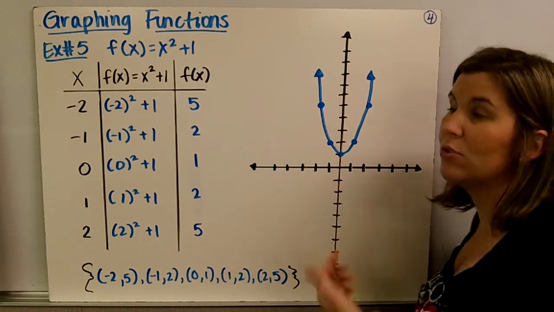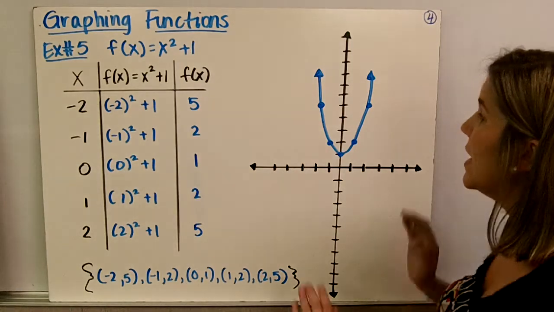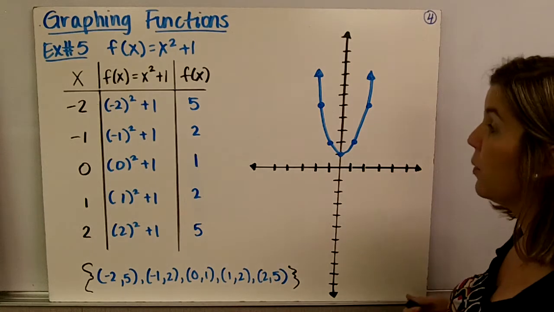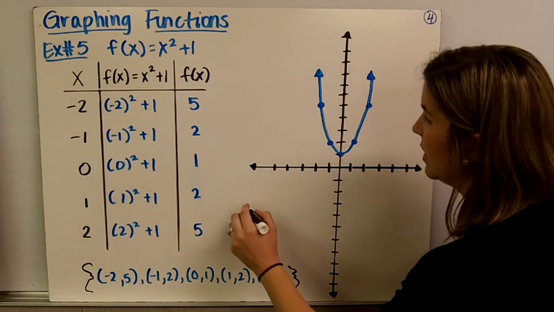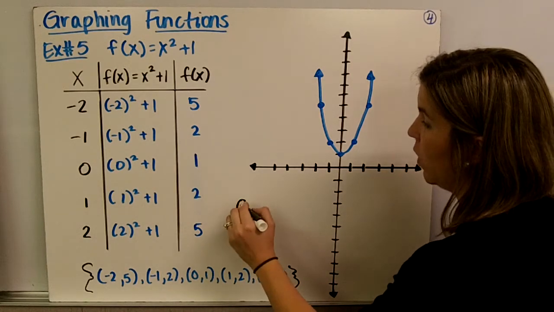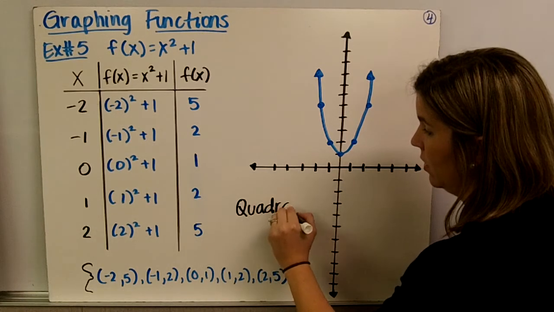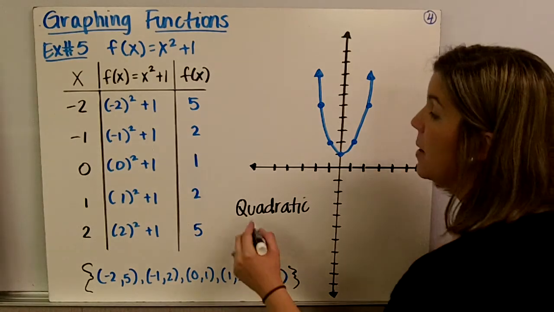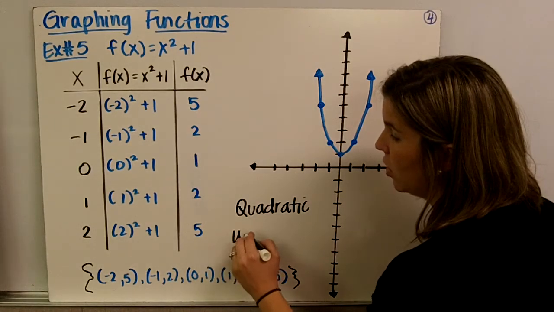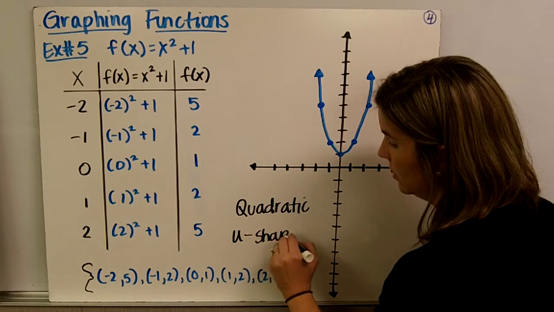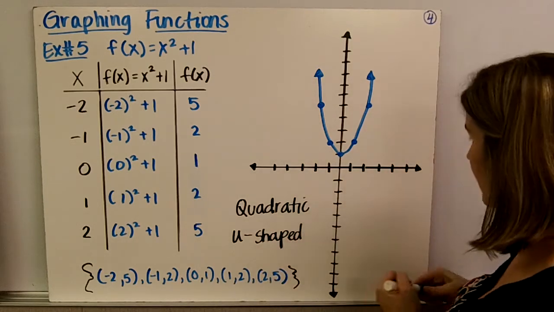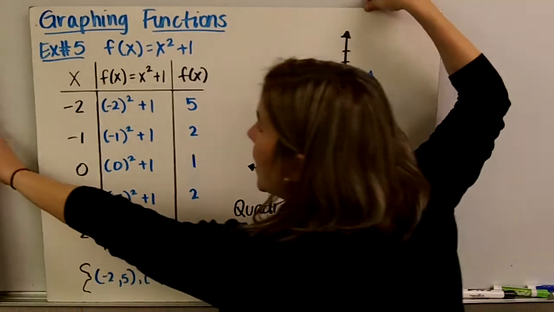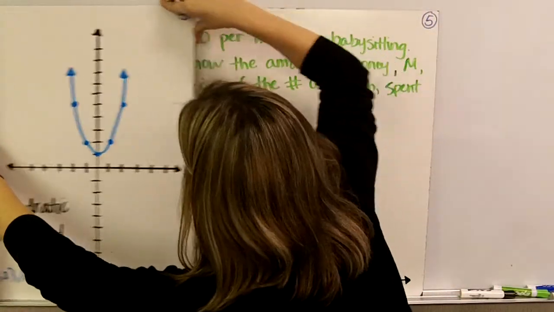Now this graph is symmetrical, just like the absolute value graph was, but this has a U shape to it. Okay? The secret word is parabola. And so this is a quadratic function, and we'll discuss that more in a later unit. But the graphs of quadratics are always U-shaped. And you spell parabola P-A-R-A-B-O-L-A.